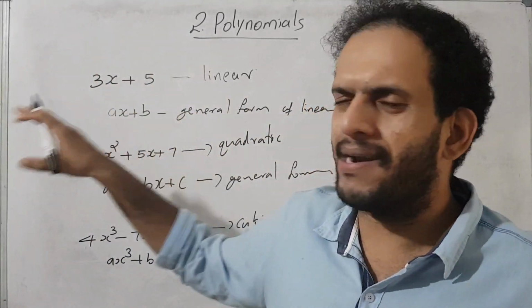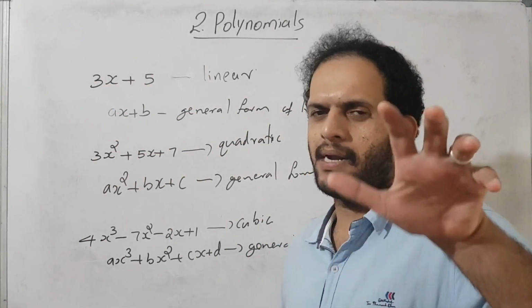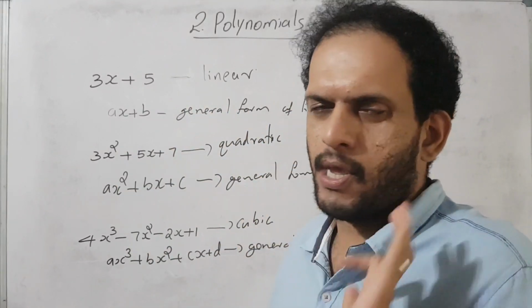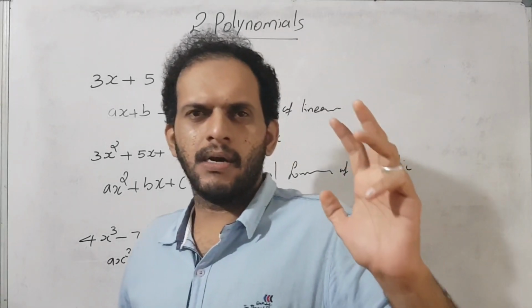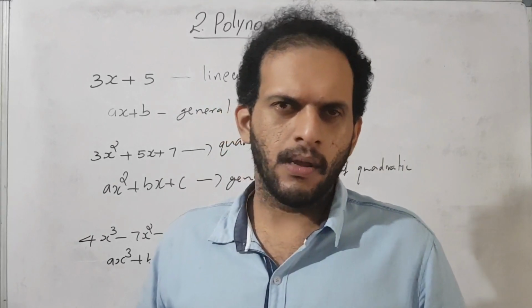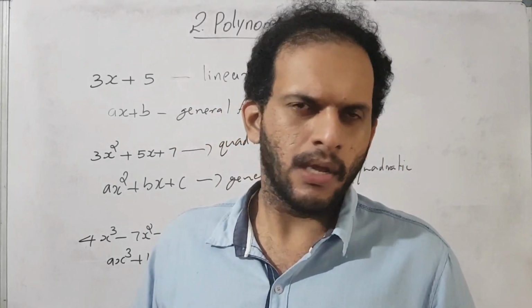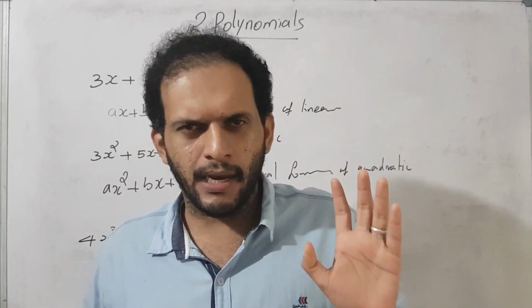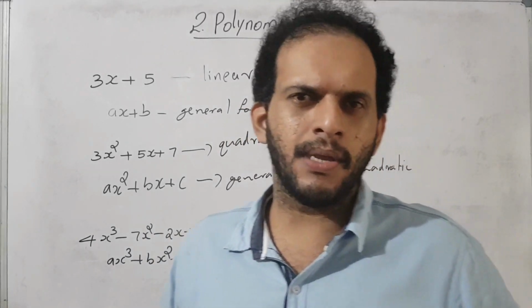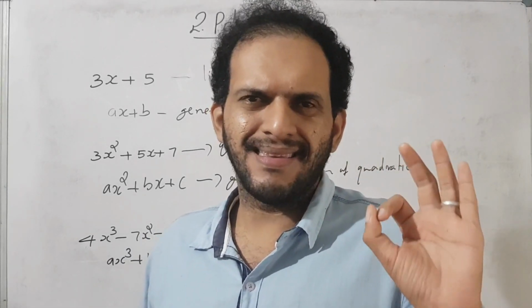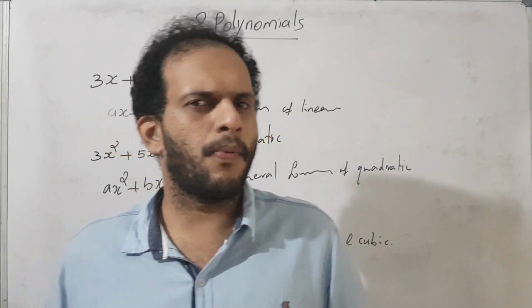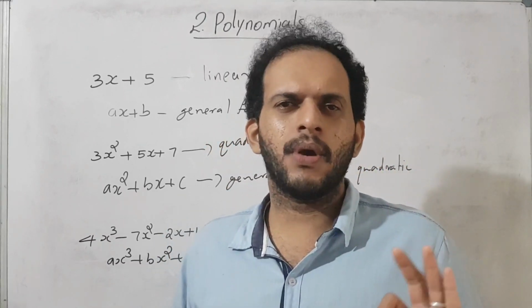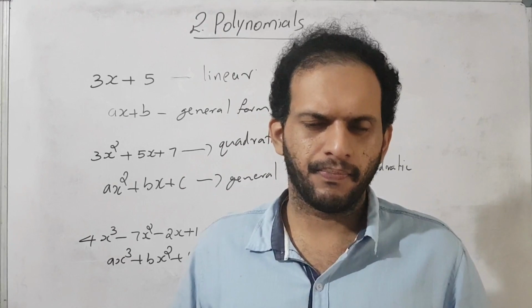All these ideas we already discussed last year. What do you mean by the degree of the polynomial? On the basis of the degree, we divide polynomials into three types: linear, quadratic and cubic. Linear means the degree is 1, and the general form is ax plus b. Quadratic means the degree is 2, and the general form is ax square plus bx plus c. Cubic means the degree is 3, and the form is ax cube plus bx square plus cx plus d.